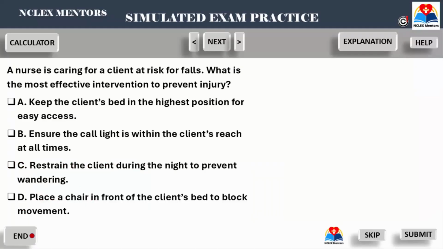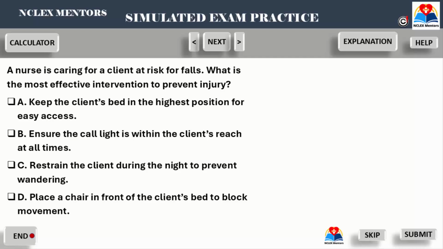All right, class, let's talk about fall prevention, something we deal with all the time in clinical settings, and a frequent flyer on the NCLEX. Here's your question. A nurse is caring for a client at risk for falls. What is the most effective intervention to prevent injury?